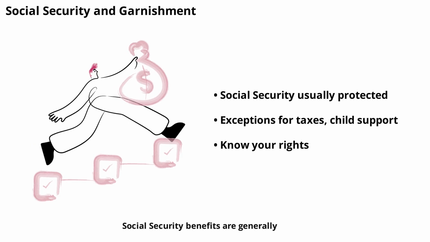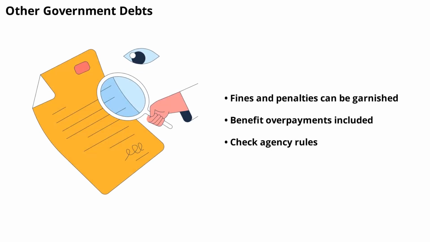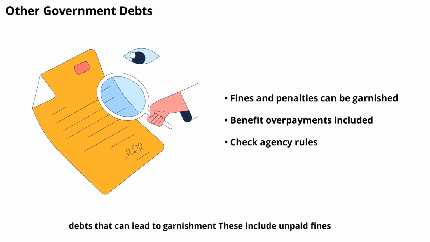Social Security benefits are generally protected from most types of garnishment. However, there are exceptions for certain government debts, such as unpaid federal taxes or child support. In these cases, a portion of your Social Security payments can be withheld to satisfy the debt. If you rely on Social Security, it's important to know your rights and seek help if you receive a garnishment notice. Besides taxes, student loans, and child support, there are other types of government debts that can lead to garnishment.